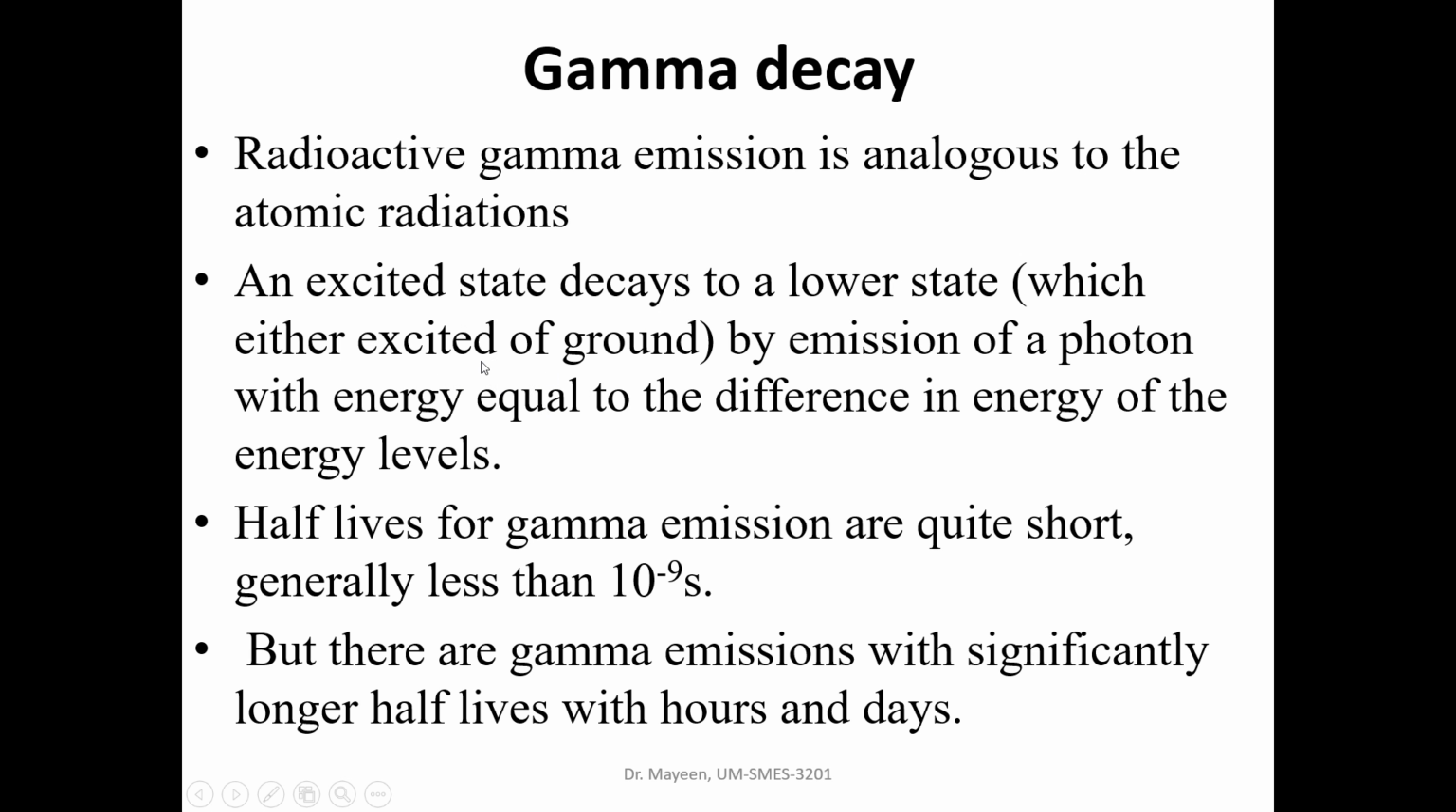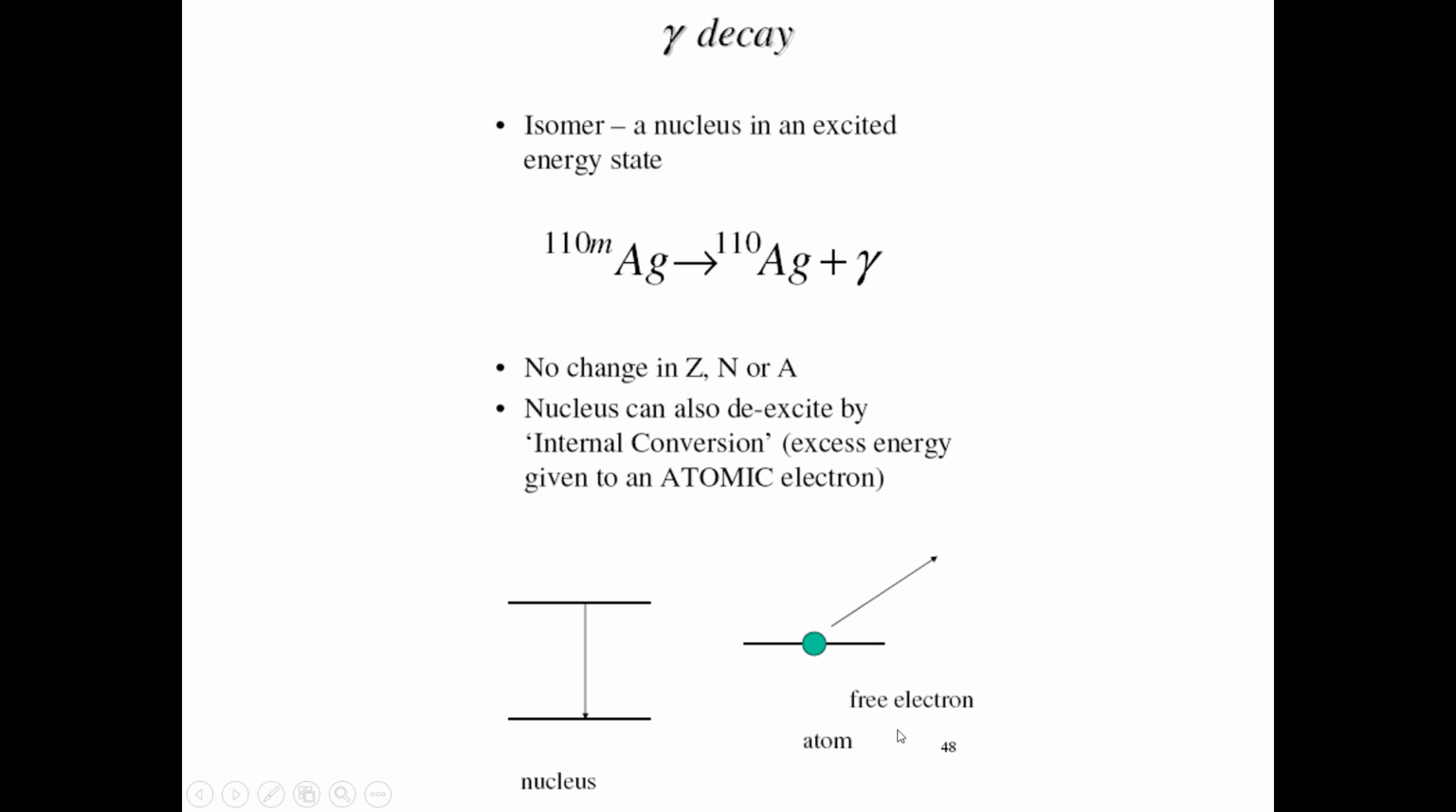The half-lives for gamma emissions are quite short, and generally we say they are less than 10 raised to power minus 9 seconds. So the half-life of gamma radiation is very short. But there are also gamma emissions with significantly longer half-lives, of hours and days. That is, the normal duration for gamma decay is 10 raised to power minus 9 seconds, but longer durations can last for hours and even for days.